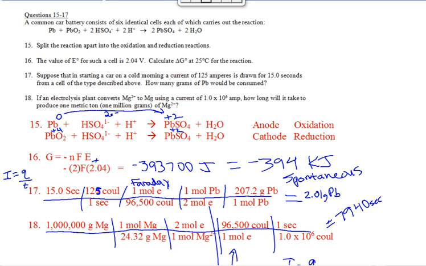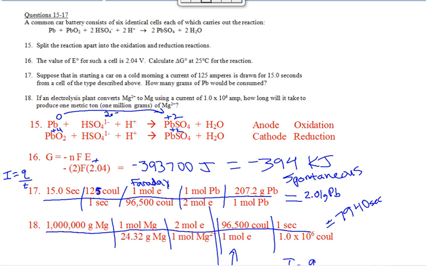A common car battery consists of 6 identical cells, each of which carry out this reaction. I talked about the car battery and how you have lead plates and lead oxide plates immersed in sulfuric acid. So the first thing we should do is split this apart into its 2 reactions. I did that in red. I split the lead in sulfuric acid from the lead oxide in sulfuric acid, and then you go through and work out who's being oxidized and who's being reduced.